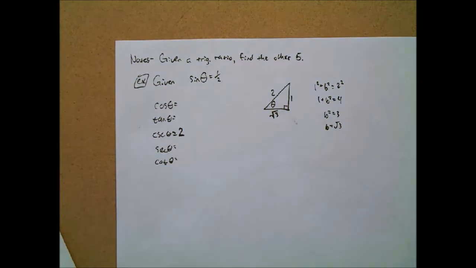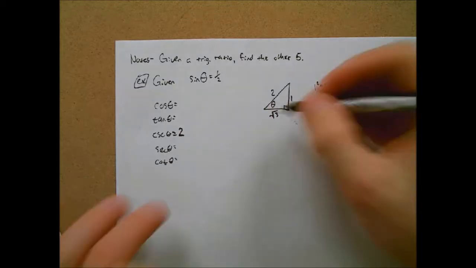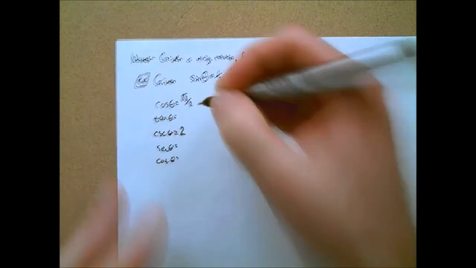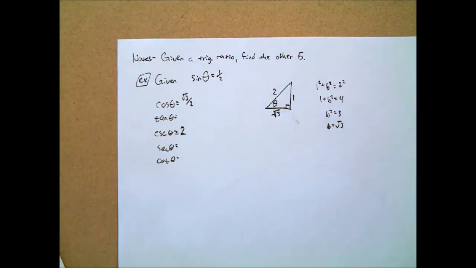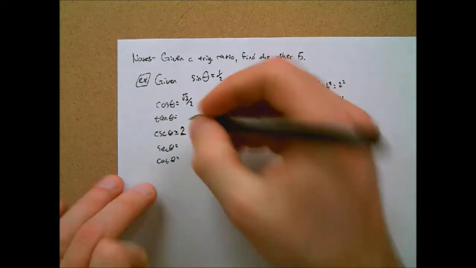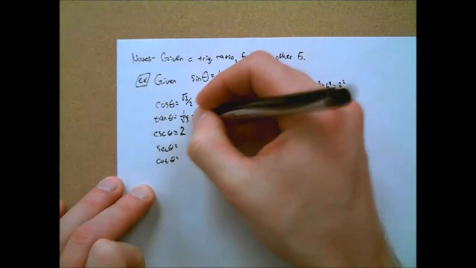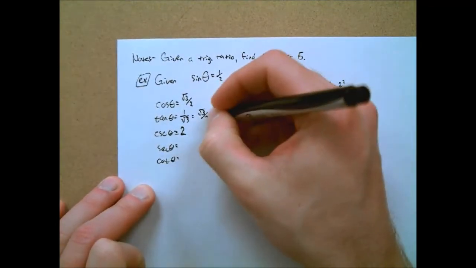Okay, cool. Now that we have that little right triangle, what can we do with cosine of theta, for example? What would cosine of theta be? Root 3 over 2. Adjacent leg, we know the adjacent leg now. Okay. What about tangent? Tangent is what over what? Opposite over adjacent. Yep, so it would be 1 over root 3, or if you like to rationalize, root 3 over 3.